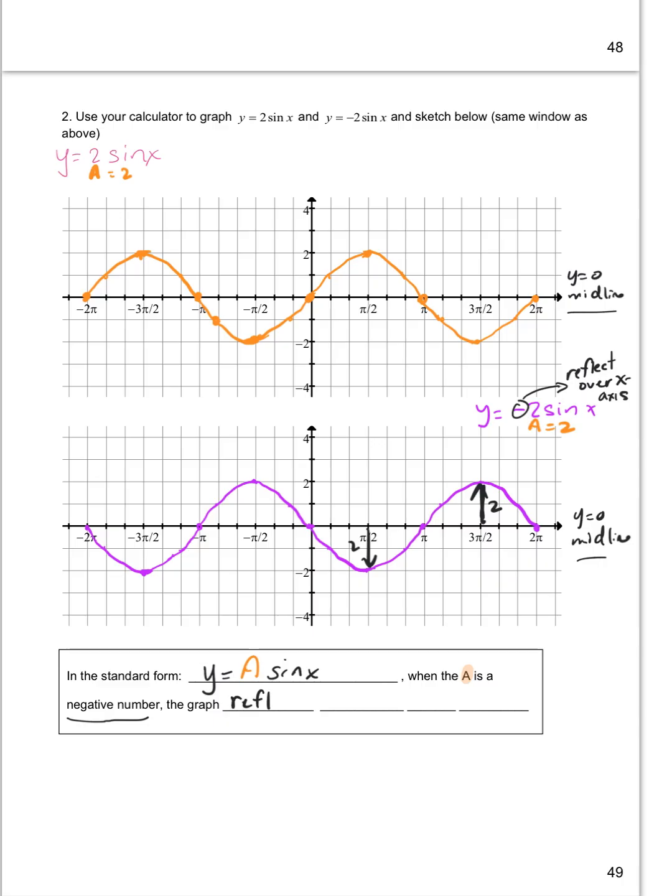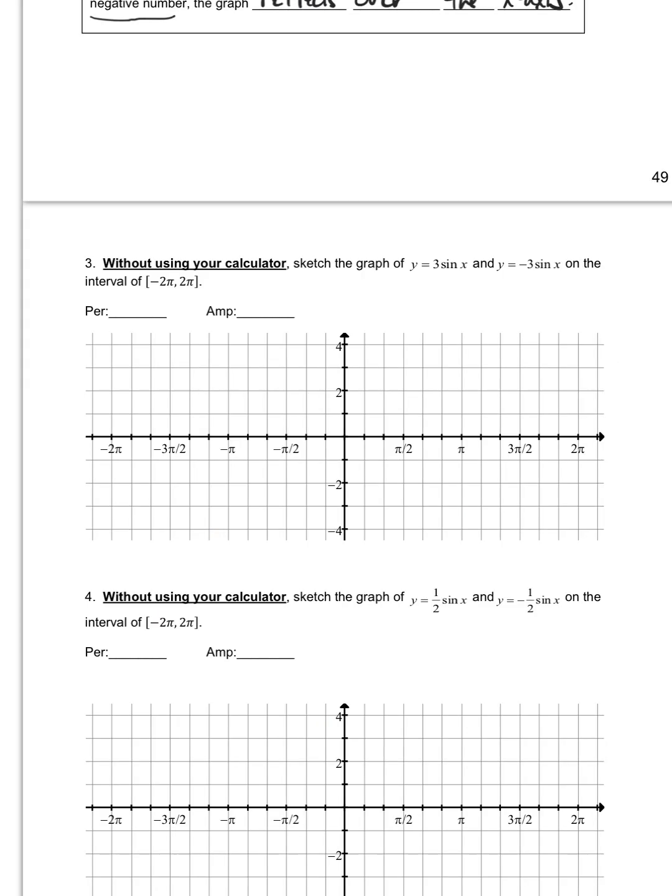Reflects over the x-axis. And we knew that from other transformations, so it has not changed. So now we're going to use no calculator. We're just going to do this with what we know. And there are a few things I'll add to this.